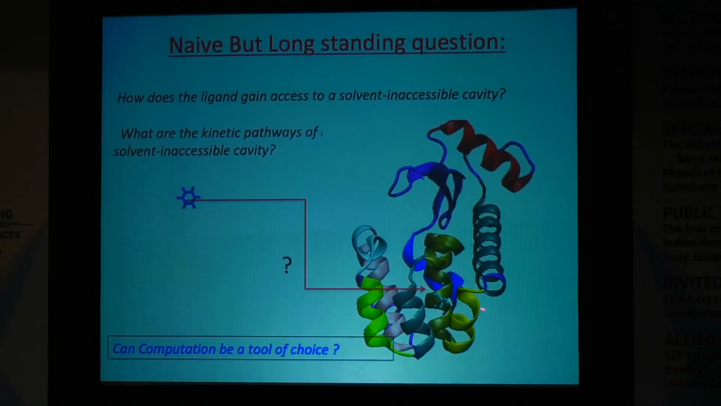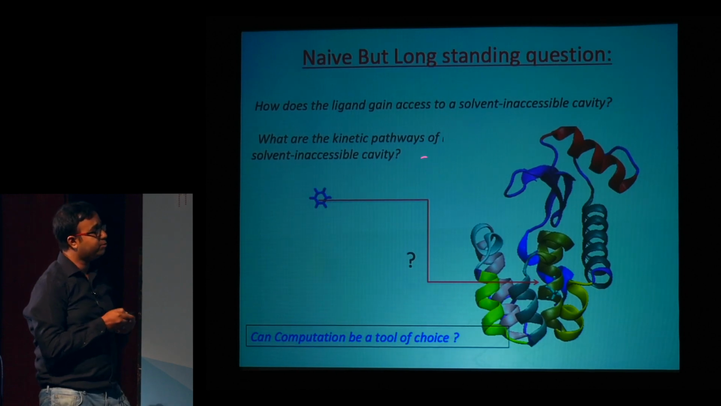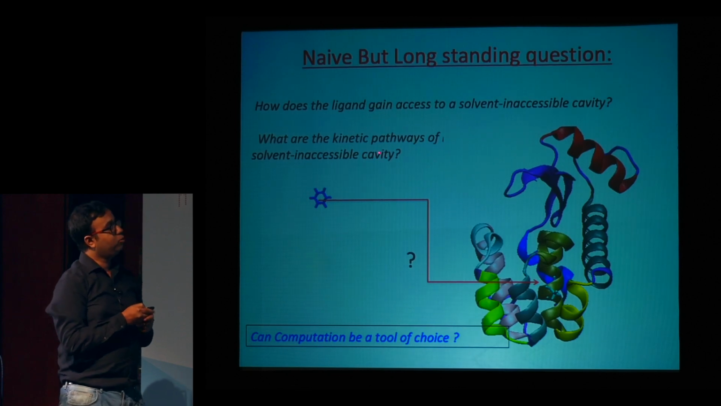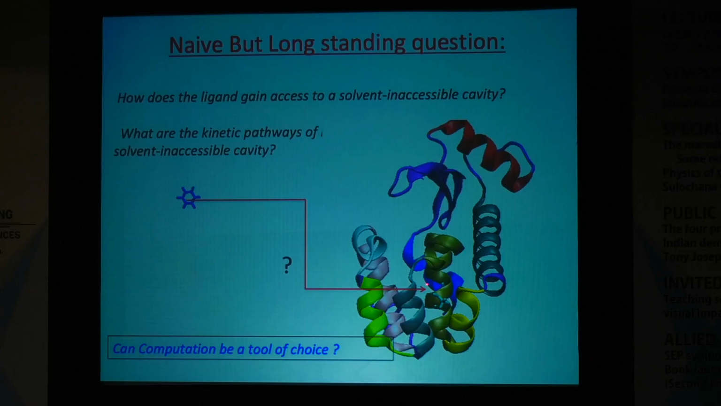This becomes more complex if you think about a protein cavity which is solvent inaccessible, or you can call it a buried cavity. We are going to talk about a couple of those examples today. We are trying to figure out whether the computer can be a tool of choice, because from experiment one can definitely calculate macroscopic quantities, but looking at kinetic pathways is complicated. The atomistic precision you are looking for is generally not present in most experimental tools, and that is why we try to see whether modeling can be a useful tool in these cases.